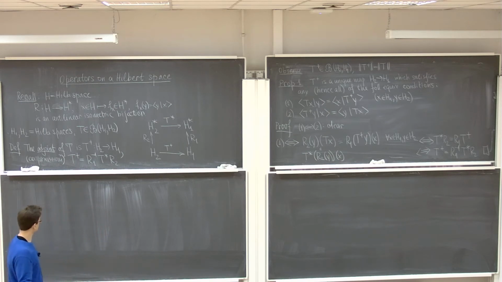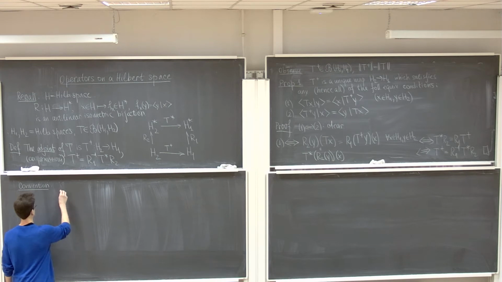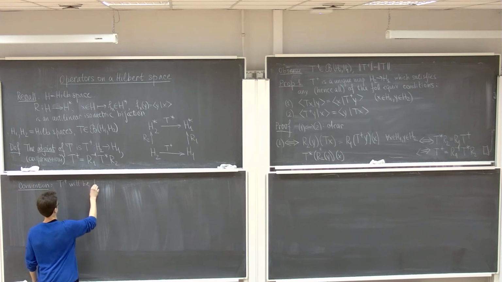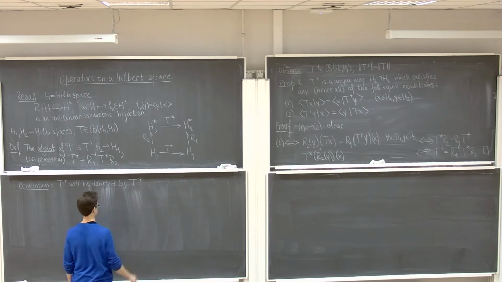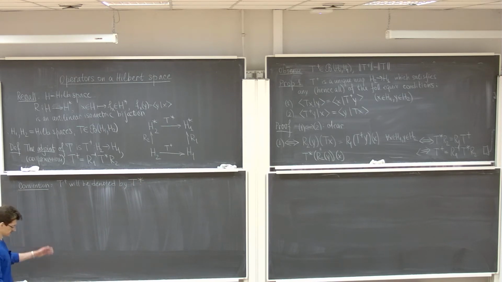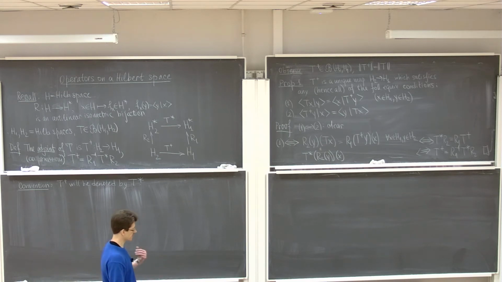And because of this, we adopt the following standard convention. From now on, the adjoint operator T plus will be denoted by T star. Well, of course, this is an abuse of notation, but usually it doesn't lead to any confusion. So it's a more or less standard convention. When we speak of operators on the Hilbert space, by T star we always denote, by default, the adjoint operator. Not the dual operator, but the adjoint operator.